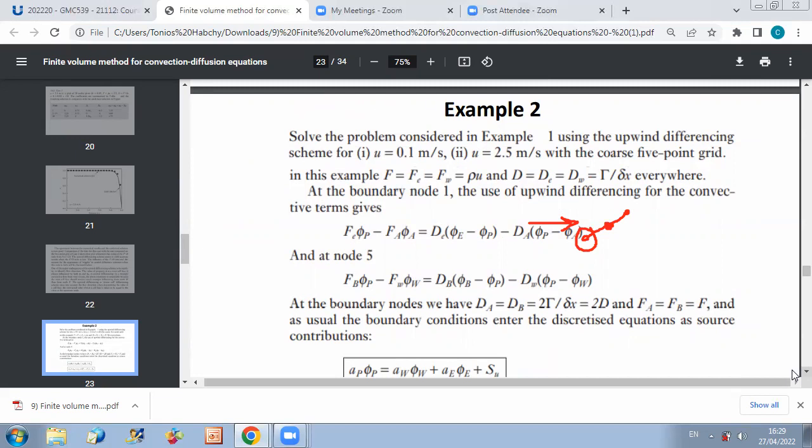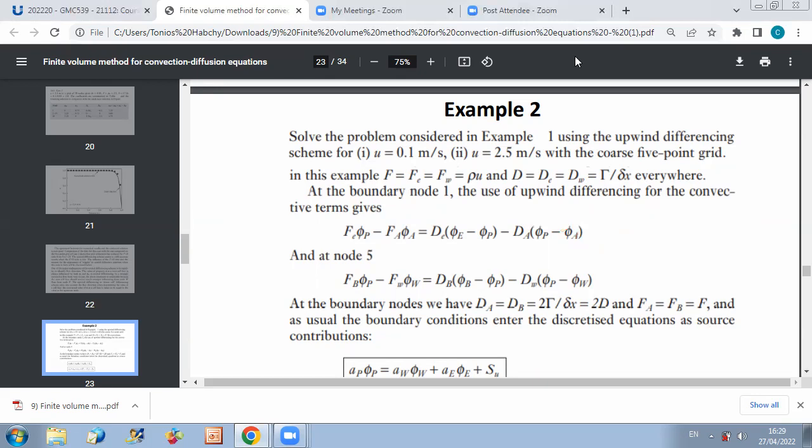Also for two velocities, 0.1 meter per second and 2.5 meter per second, and both for coarse 5-point grid. يعني هناخد الجريد الكريتيكال اللي هي small number of points. هنشوف انه لو عندنا small number of points, the upwind scheme will perform well لانه upwind scheme بيشتغل منيح for large Peclet number, while central difference scheme will not work well for large Peclet numbers. So here also same procedure.